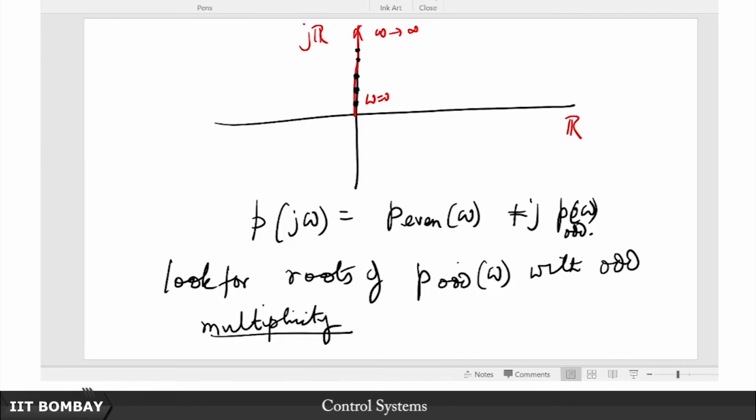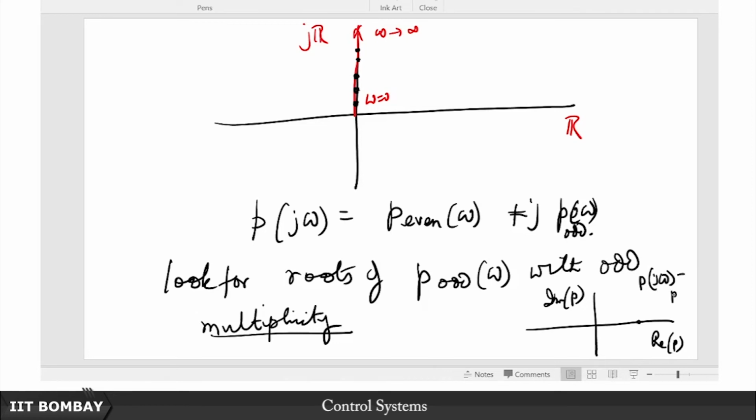Okay. So basically every time you have a root for the P odd part, it means that in the range you are going to have the real P and the imaginary P. So every time you find such a root, the odd part is going to be 0. So what is the odd part? Odd part is the imaginary part. So it is basically a real axis crossing in the Pj omega plane.